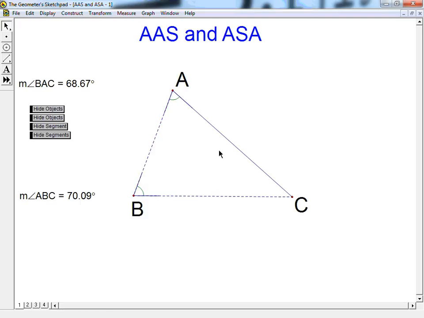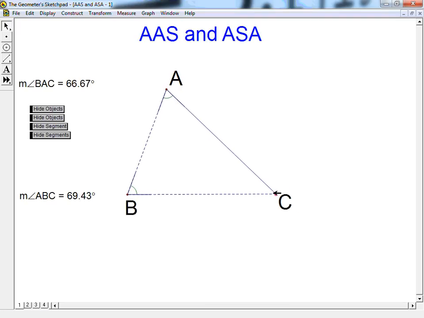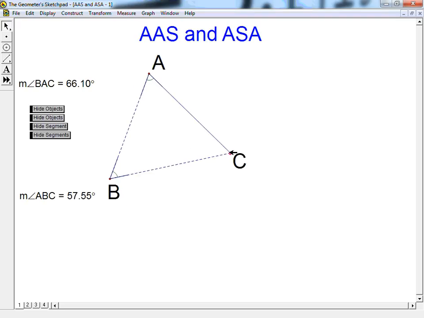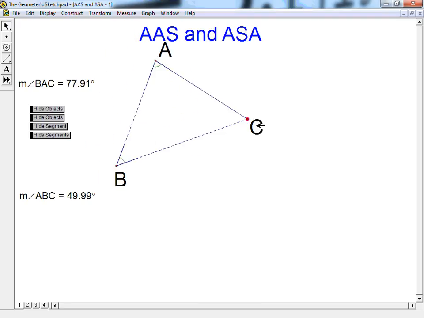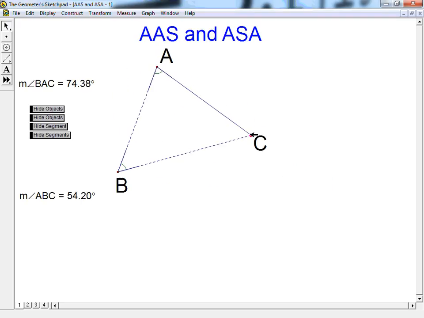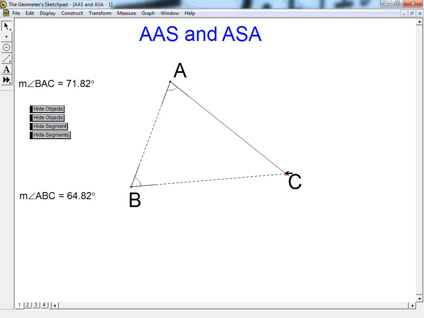If I move one point, if I was to move my point C, I can see my angles change. As a matter of fact, the length of side AC also changes, right? We can see the side changes, and we can see both angles change. If I was to move point A or point B, I'm just going to move point A. I notice the measurements of the angles don't change. However, the length AC does change.